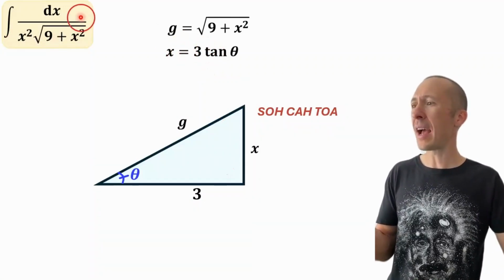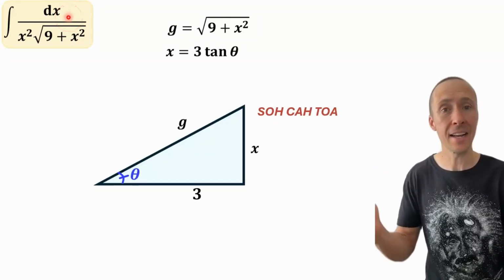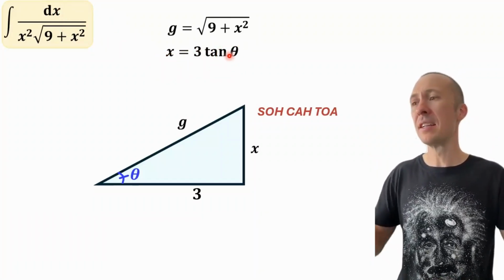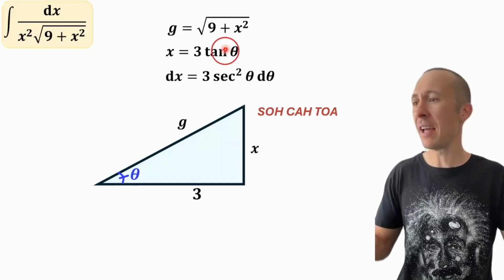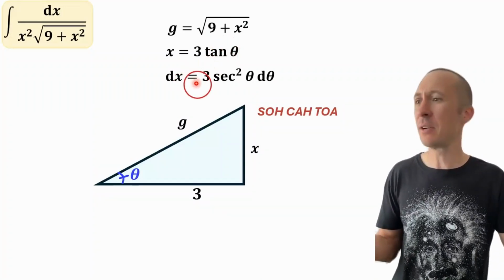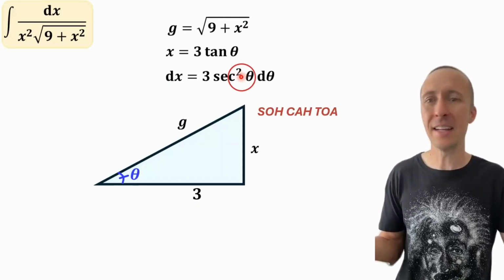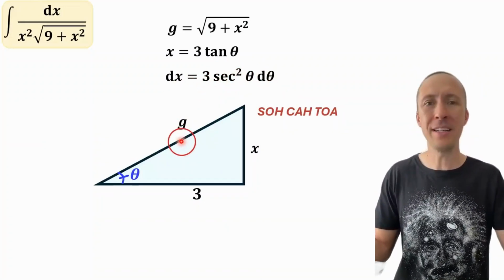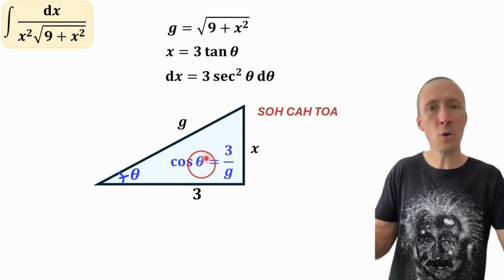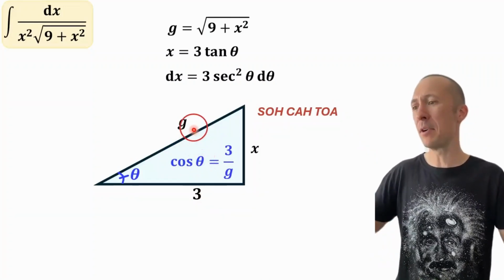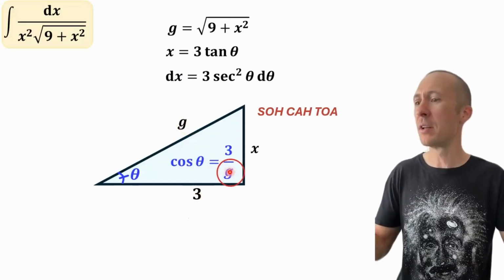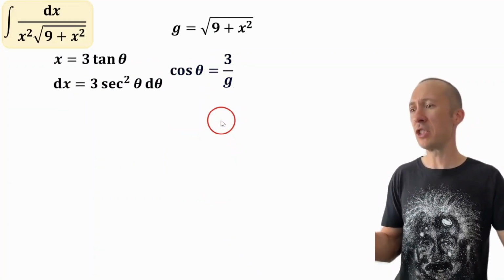Now, we know what x is. We need to know what dx is as well. So we'll take the derivative of this with respect to theta, and then we'll rearrange so that we get dx equals 3 secant squared theta d theta. And that's it right there. Okay, so now we need to know theta in terms of g. We'll use cosine because that gives us the number and g together, adjacent over hypotenuse. And yeah, so that's our g.